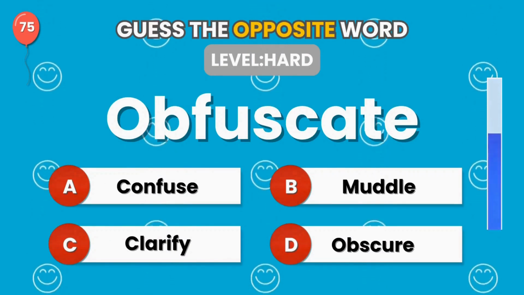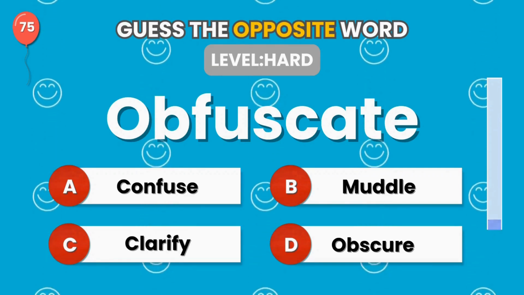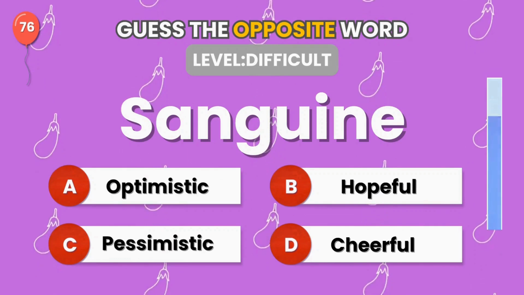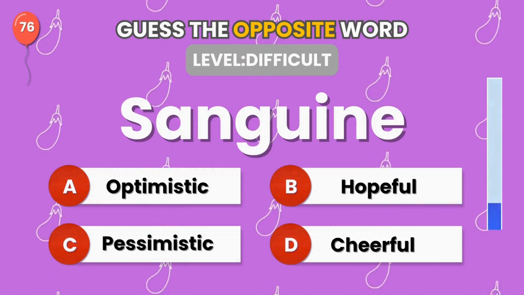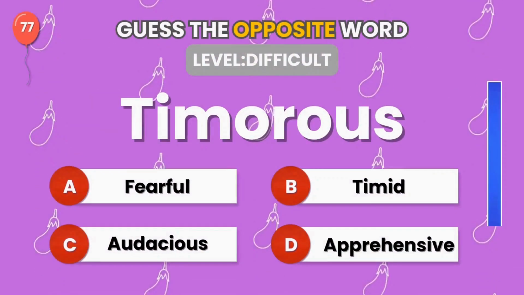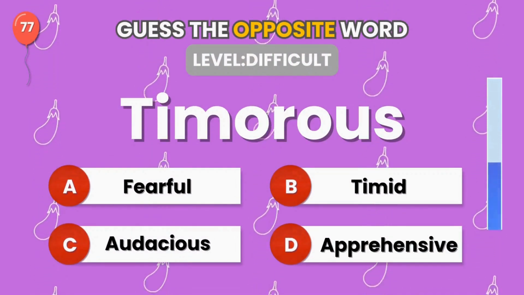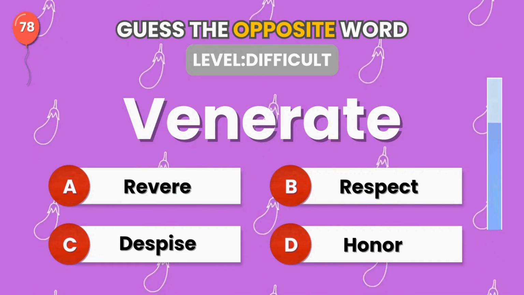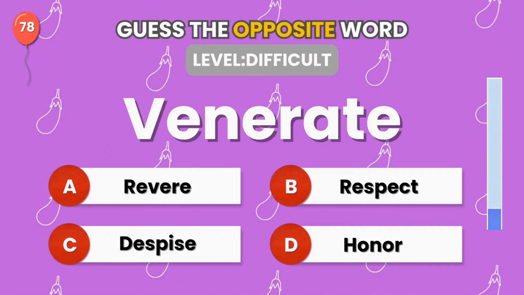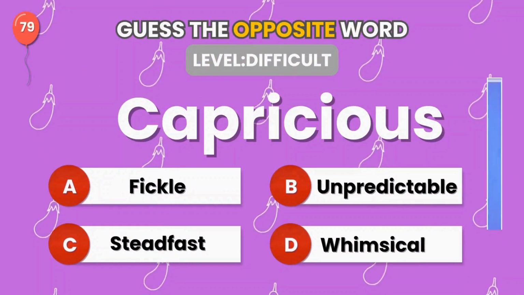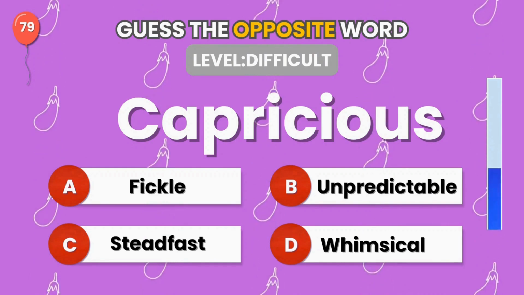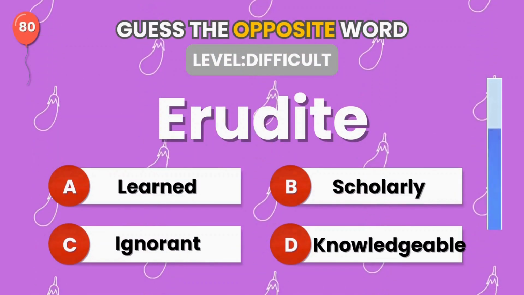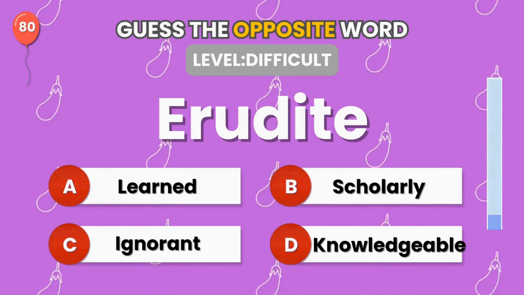Opposite of obfuscate? Clarify. Opposite of sanguine? Pessimistic. What's the opposite of timorous? Audacious. Opposite word for venerate? Despise. The opposite of capricious? Steadfast. Opposite of erudite? Ignorant.